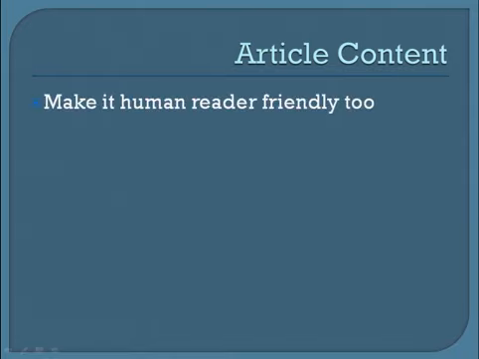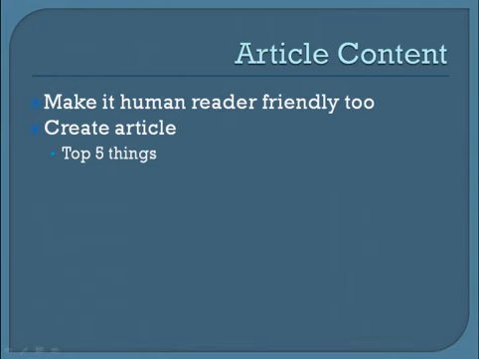Once you get all the LSI keywords, it's time to create article content. So you want to make it human reader friendly too. You want to create an article. When you create the article, I think the best and the easiest way is to think of the top 5 things in the niche that you're about to write on.